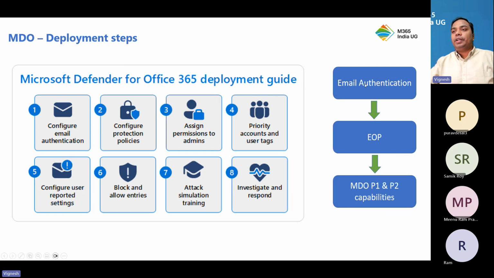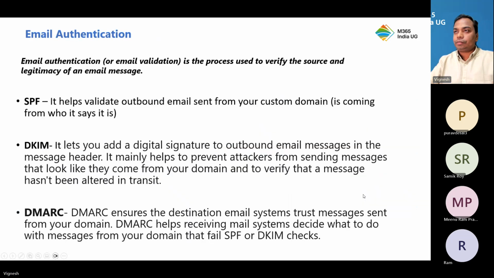At a very high level, you'll be doing the email authentication wherein SPF, DKIM, and DMARC are configured. Then we'll be configuring the EOP policies, and then the MDO plan 1 and plan 2 policies. And email authentication, I'm pretty sure everybody would know this. It's the process used to verify the source and legitimacy of an email message. And these are different records. These are basically DNS records that need to be configured, right?